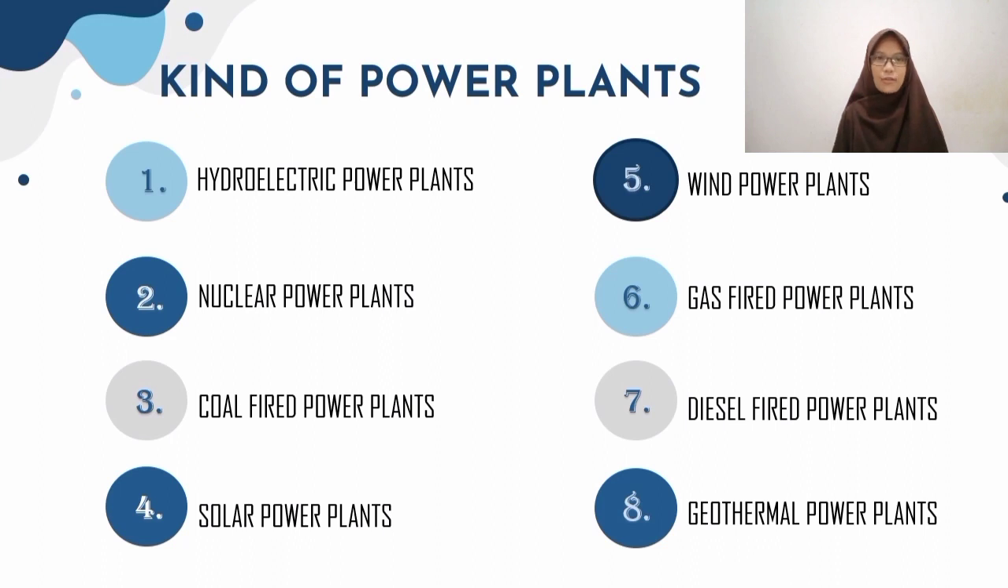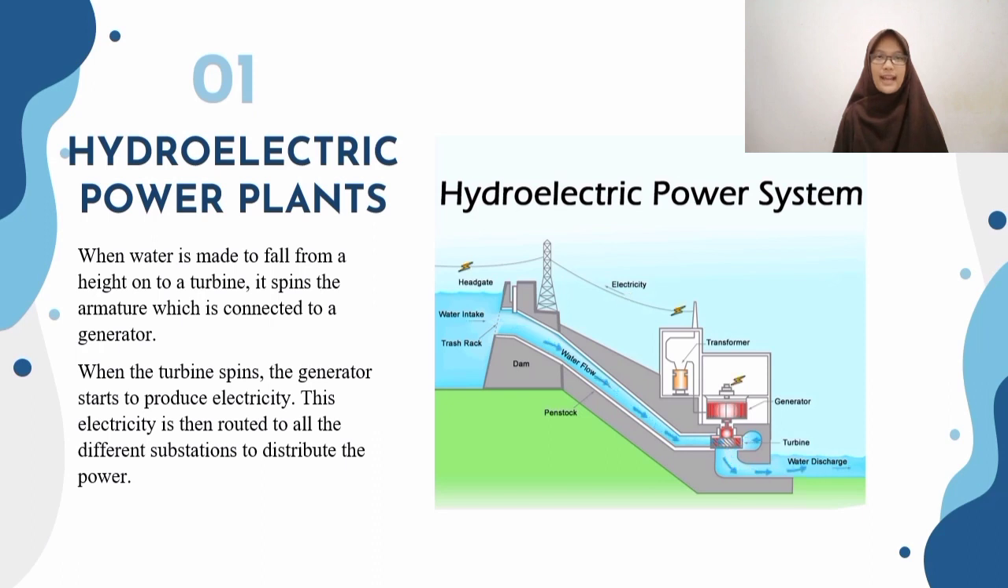And here are the kinds of power plants. There are hydroelectric power plants, nuclear power plants, coal-fired power plants, solar power plants, wind power plants, gas-fired power plants, diesel-fired power plants, and the last, geothermal power plants. And now I will explain the kinds of power plants one by one. Beginning with the first, that is hydroelectric power plants.